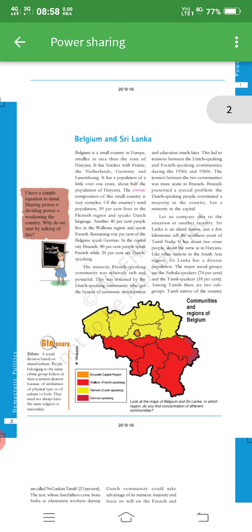The name is Sri Lanka. Sri Lanka is an Asian country and our neighboring country, and it's actually an island nation. It is near Tamil Nadu, just a few kilometers off the southern coast of Tamil Nadu. About 2 crore people live there, and it's just like Haryana.